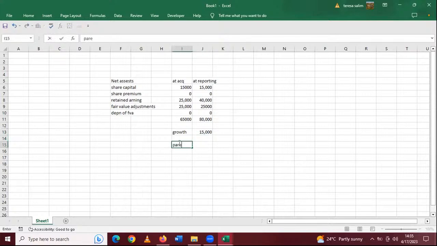So for the parent, it's going to be equals 0.8 times 15,000. And then for the NCI, I'll not even take 20%. I'll say equals you pick that 15,000 up there minus the 12,000, isn't it? Because you know the two must add up to 15,000, isn't it?